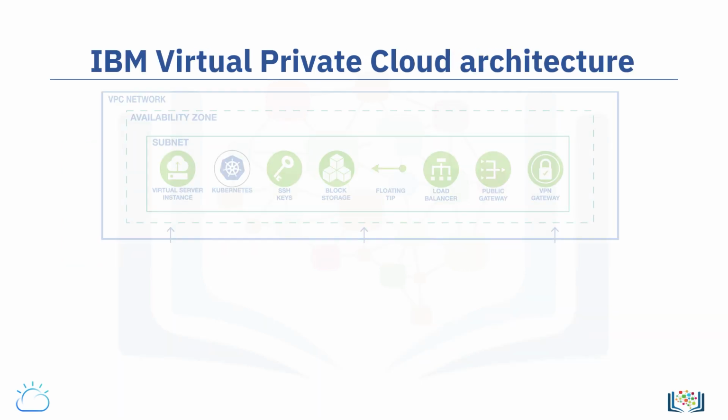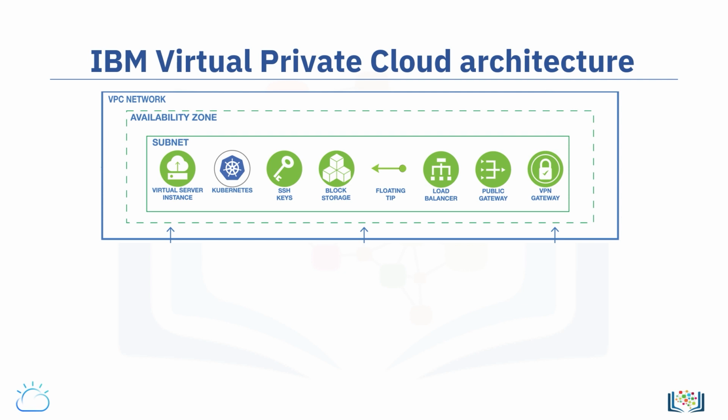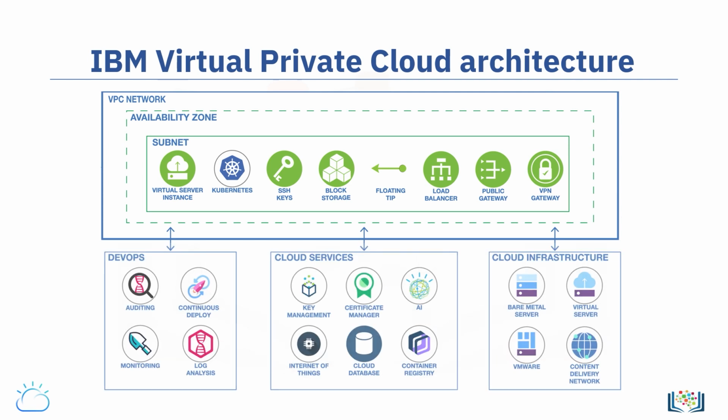Let's take a look at a sample architecture for an IBM virtual private cloud. First, when the user connects to the internet and goes to a specific URL, they will need to authenticate to the network. This is the first blue box around our architecture. This will give them a certain predefined access to the network.